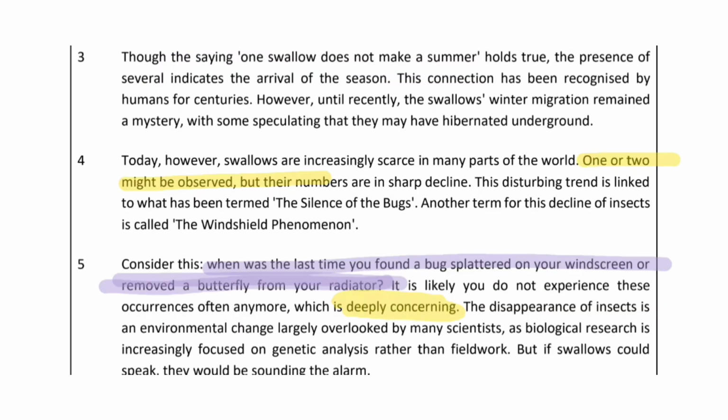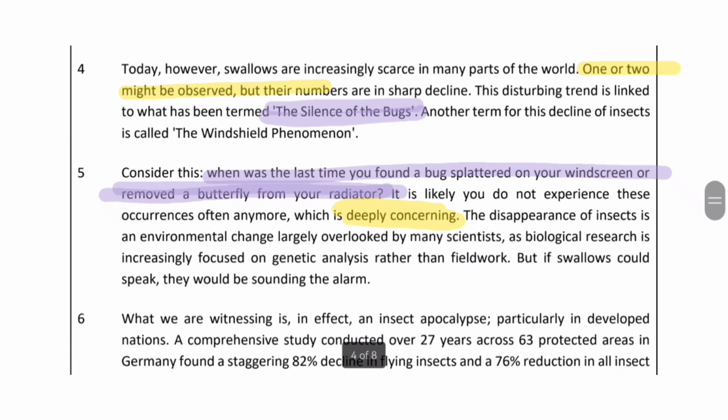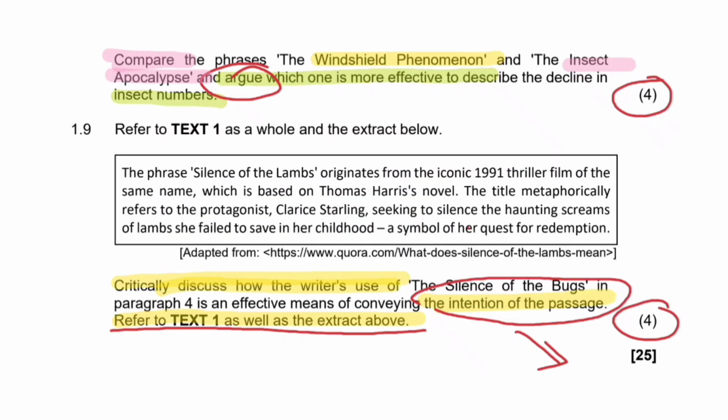In paragraph 4, we can see that the silence of the bugs is linked to the disappearance of observable insects. So now that we have the context of what the silence of the bugs is from paragraph 4, we need to consult the text provided before we answer. The phrase "the silence of the lamb," right? The title refers to the protagonist who is seeking to silence the haunting screams of the lambs that she failed to save in her childhood. And we have quest for redemption there.